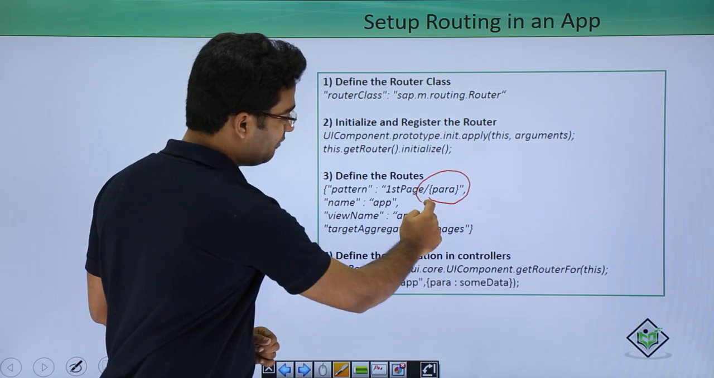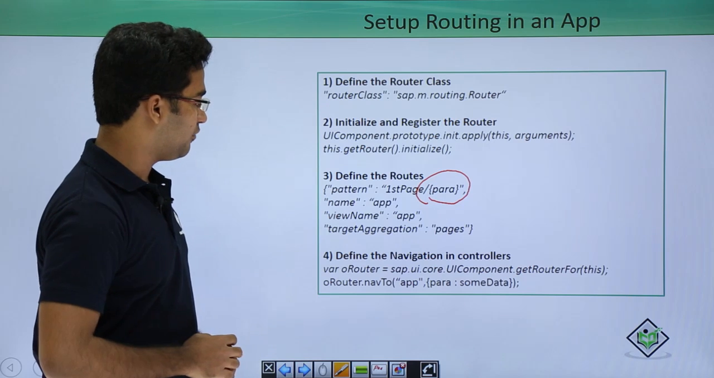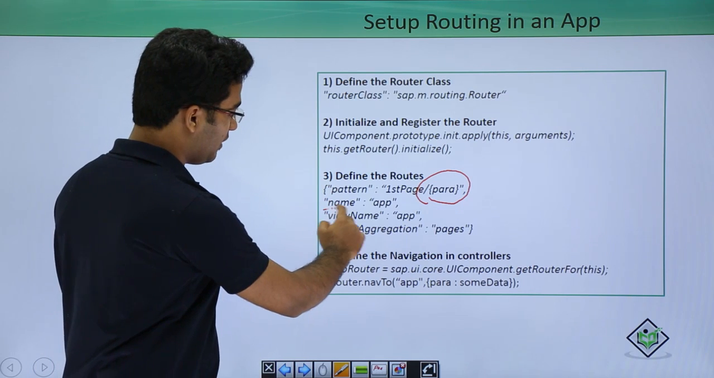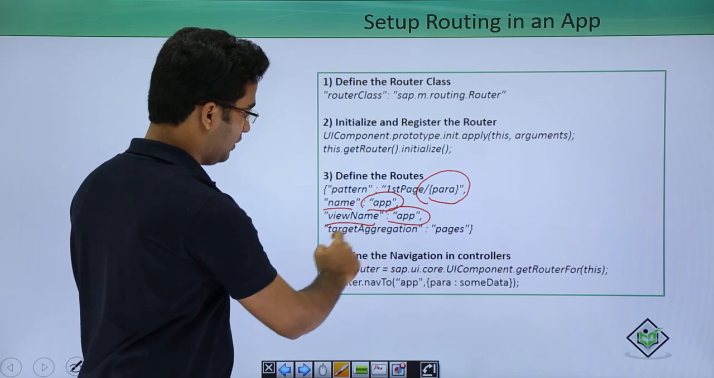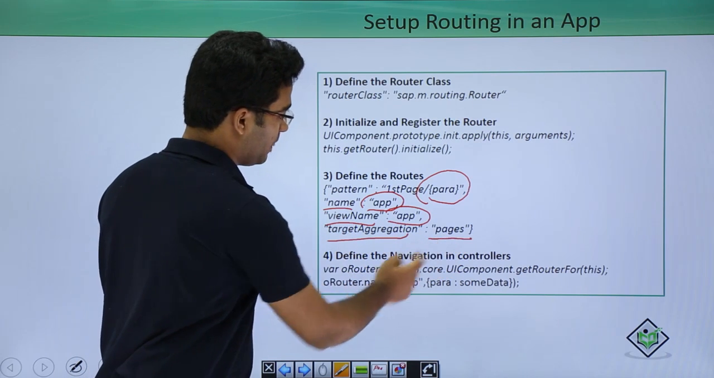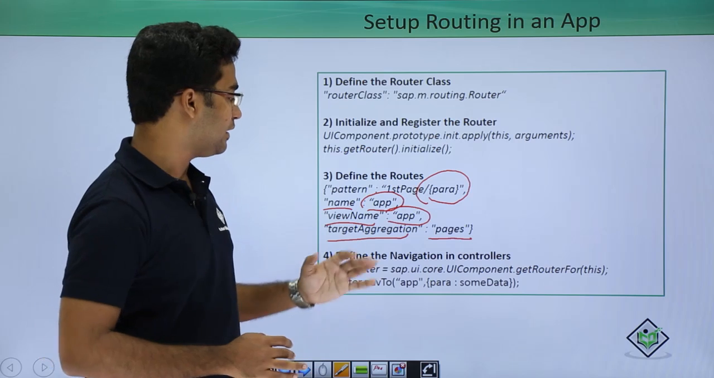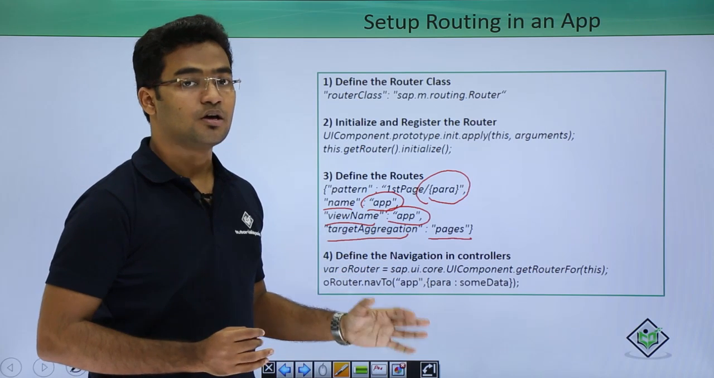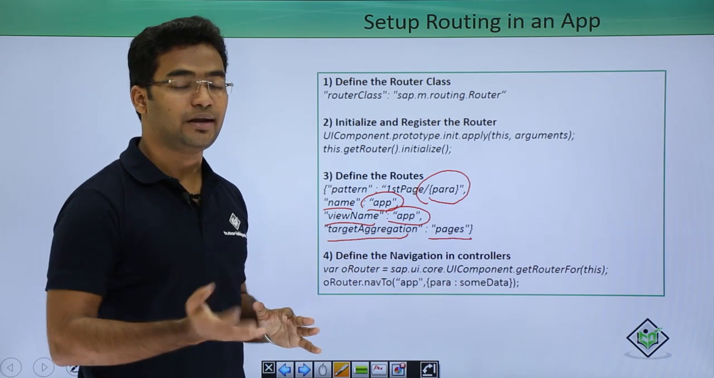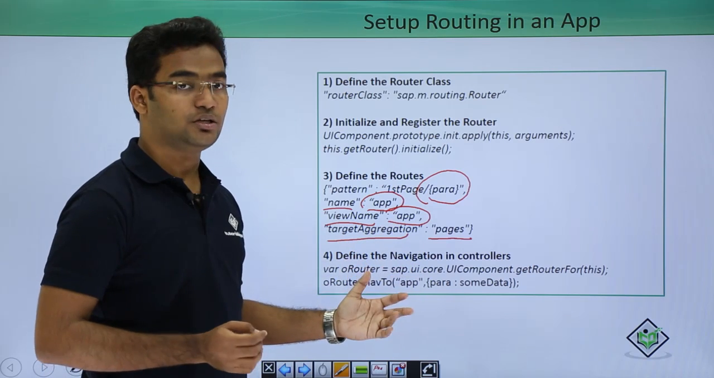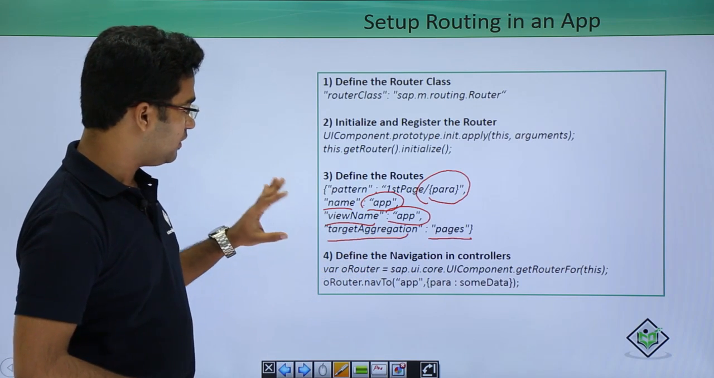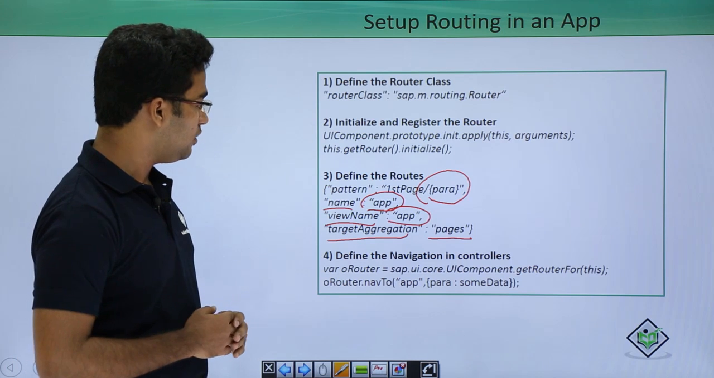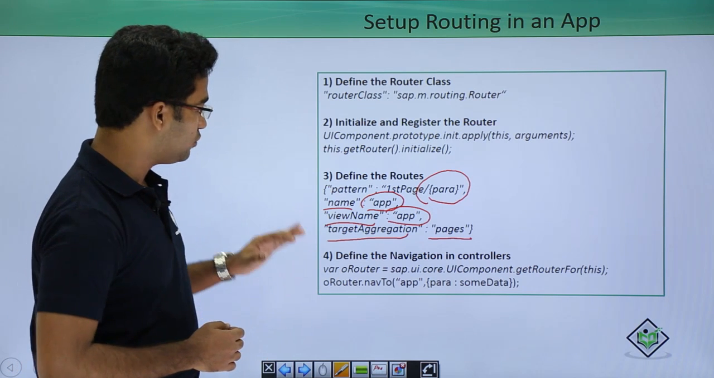I will discuss this param just a bit afterwards. We are giving the name as this app itself, the view name is app, and the target aggregation is pages. In a full application, the target aggregation is always pages. If we are using a master page or detail page, the target aggregation would change to master page or detail page. So when we have defined the routes in the manifest.json file, three steps are over.